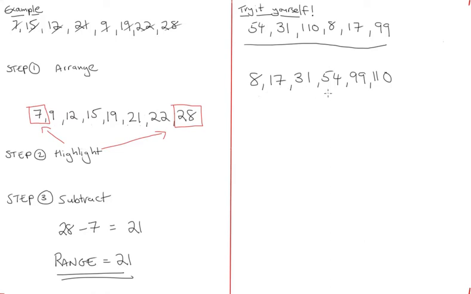How many numbers is it? 1, 2, 3, 4, 5, 6. And then we cross it off. 1, 2, 3, 4, 5, 6. Got it right this time. Brilliant. Now, I'm going to highlight the smallest and the biggest number. I'll just draw a square around them. And now I'm going to subtract them. 110 minus 8. That is 102. So our answer is 102. And that is the range.